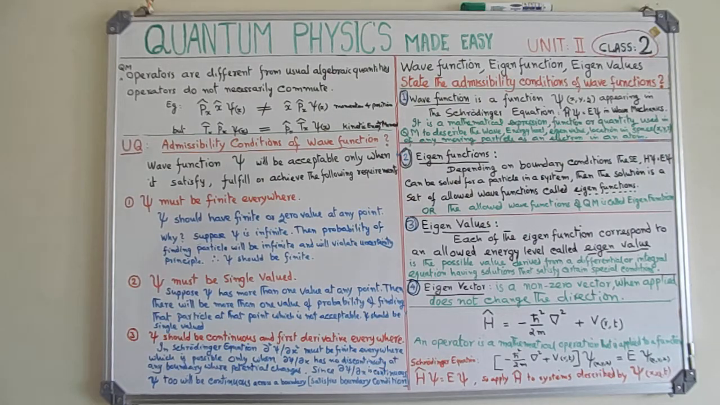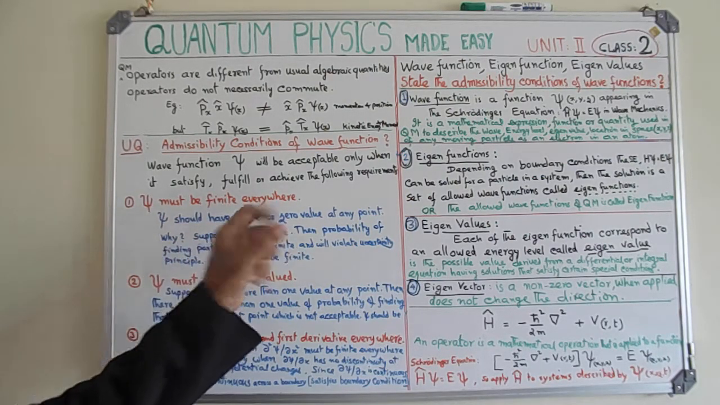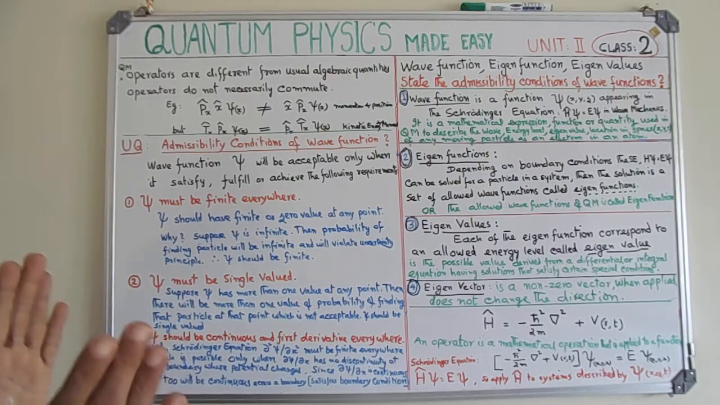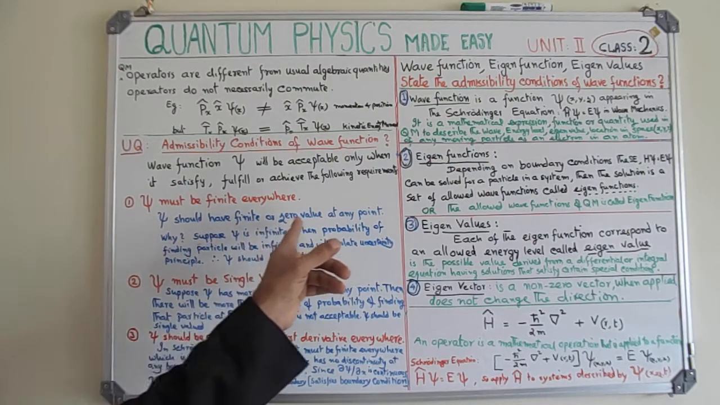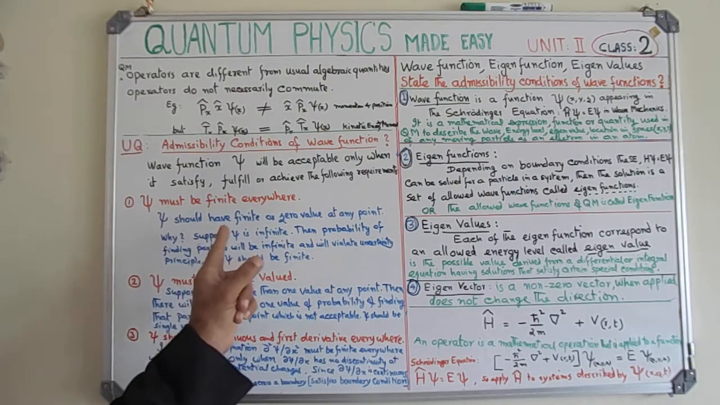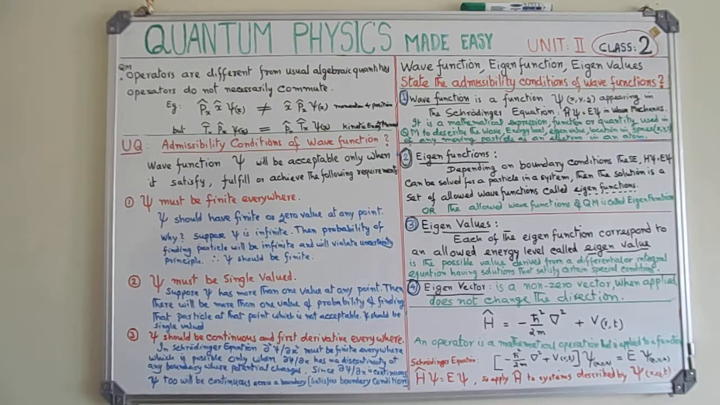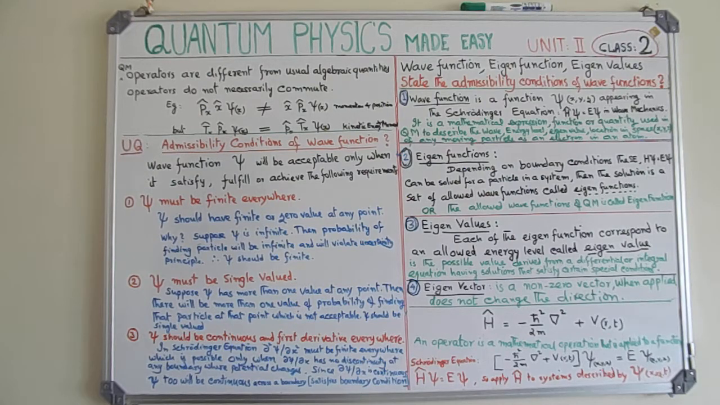What are they? The first one is psi must be finite everywhere. It should have a clear, significant value. It should have finite or zero value. It should be there or not be there. It should have a particular value or no value at any point. Why? Suppose psi is infinite, it is having any number of values.